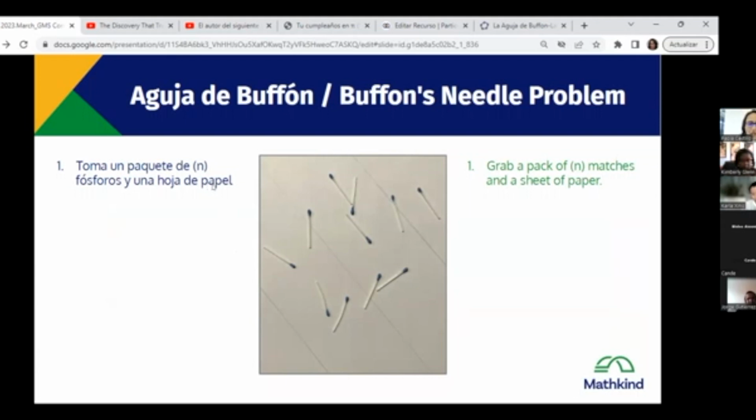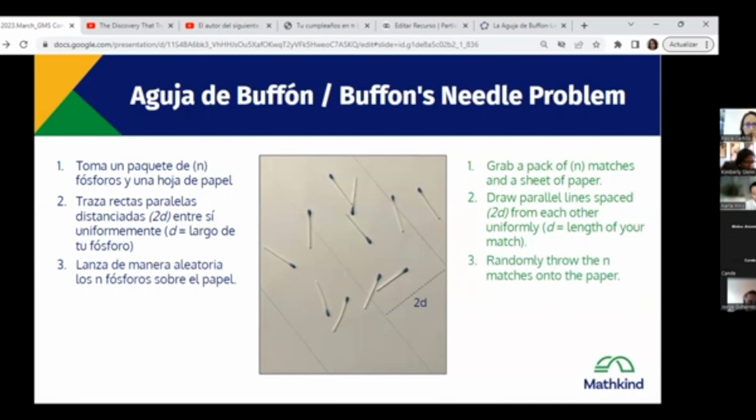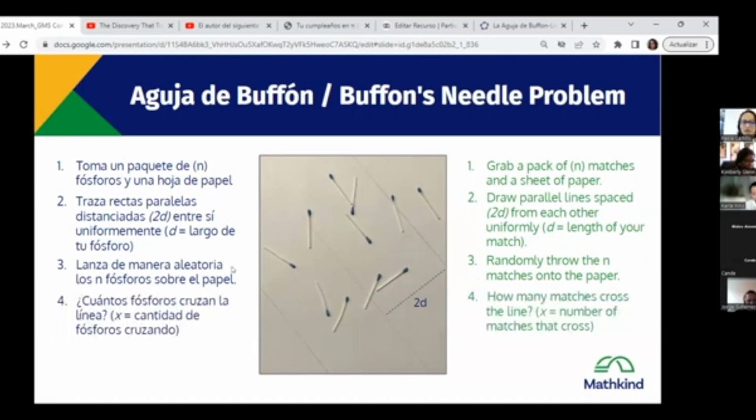You take a box of matches and a paper, and draw parallel lines, depending on what you want to find. 2D means two matches. I put the lines uniformly spaced, as you can see in the image, and I randomly throw the matches onto the paper, and then I see how they fall. Then I count how many matches cross the line, as you can see here. Do you see the three that cross the line? The probability for the match to cross this line is 1/π when my distance is 2D.